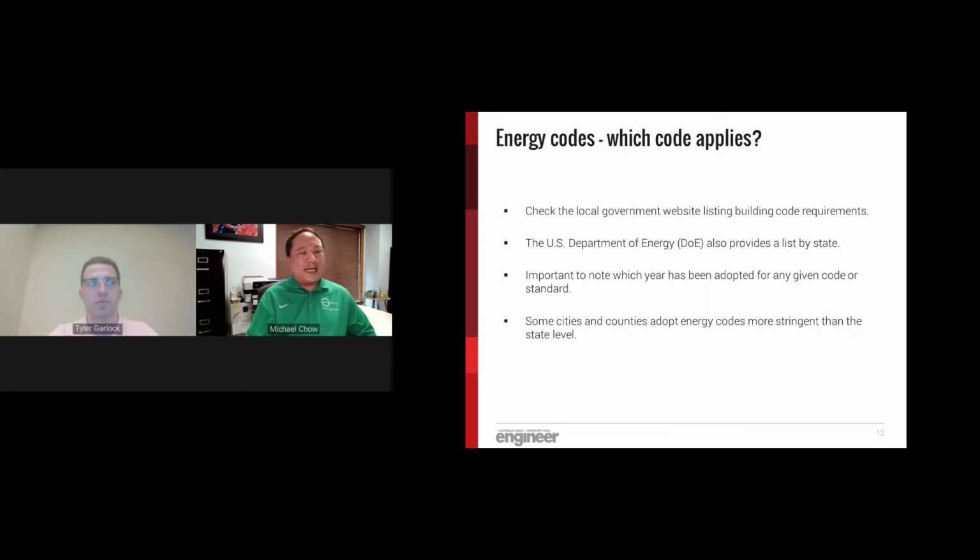And some cities and counties adopt their own energy codes that are more stringent than the state level. Fortunately, here in Ohio, the building code is standard for an entire state. So there aren't any local building codes or lighting guidelines or codes that we have to abide by.